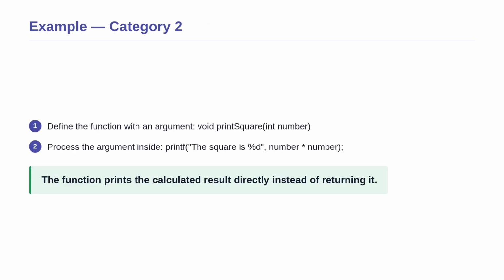Let us look at how we write a category 2 function. We define a function called print_square. This time, we place an integer variable called number inside the parentheses. This is the argument we pass in, allowing the function to know exactly which value to multiply. Inside the function, it calculates the square and prints it directly. Because the return type is still void, the function just prints the result to the screen instead of giving the calculated number back to the main program. The data flows in, but nothing flows out.